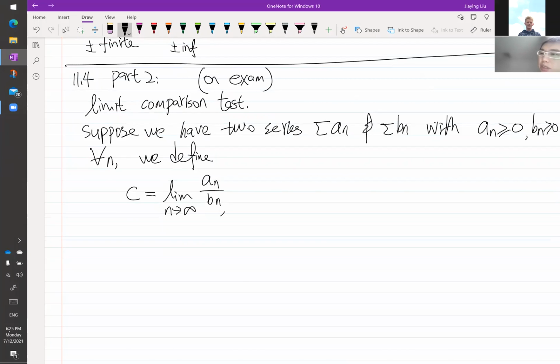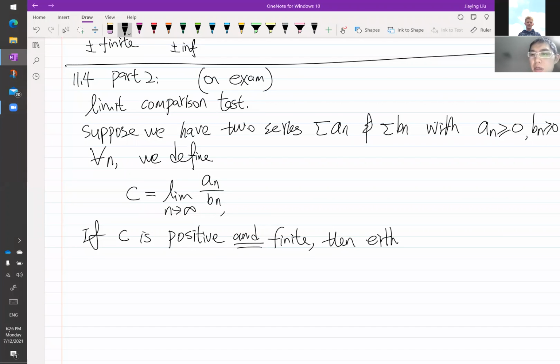So the theorem is, if the ratio with the limit as n goes to infinity, if C is positive and finite, so if the limit of the ratio is a value that you can find and it's a positive value, then either both series converge or both diverge.